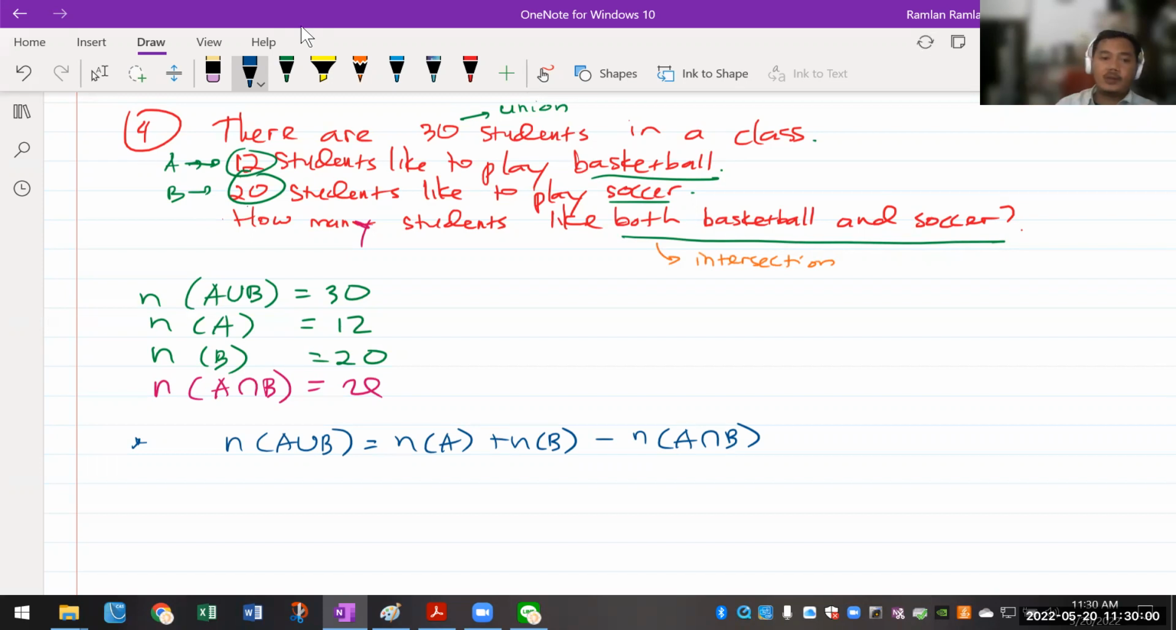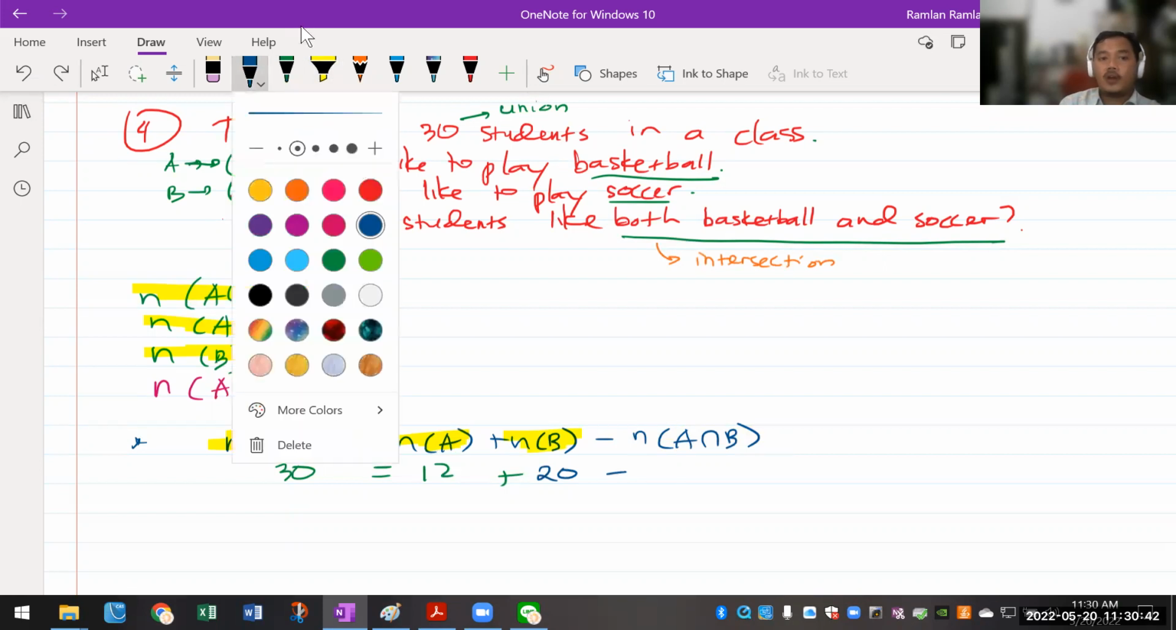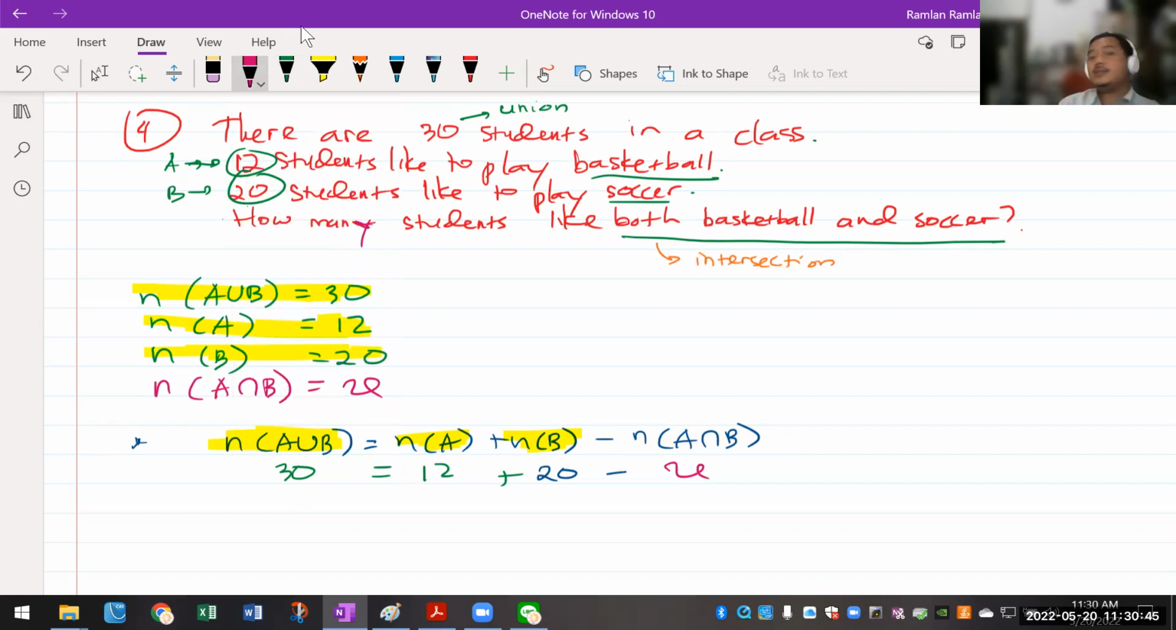Let's do it again one more time. The first thing is N(A ∪ B). Do we have it in the question? Yes, we have it here, N(A ∪ B), which is 30. So put the 30 below that. Equals to, do we have the N(A)? Yes, 12. Put that here. Do we have the N(B)? Yes, and that will be 20. And then we have N(A ∩ B). We don't have it, but we denote that by the letter X. So put the X over there.